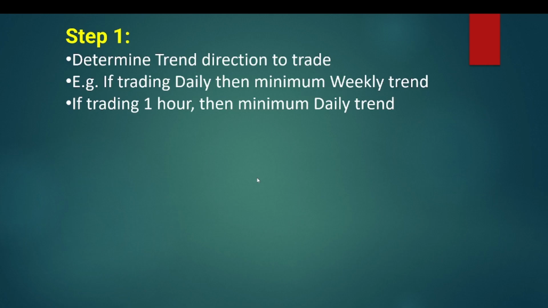Now, I've introduced this three-step process in terms of trading and how to place your trades and understand when to trade. So basically, step one, determine the trend and direction to trade. So for example, if you're trading on the daily time frame, then you want to at least minimum look at the weekly trend. Or if you're trading at the intraday time frame, like the 1 hour or the 15-minute, then the minimum you should be looking at is the daily trend.